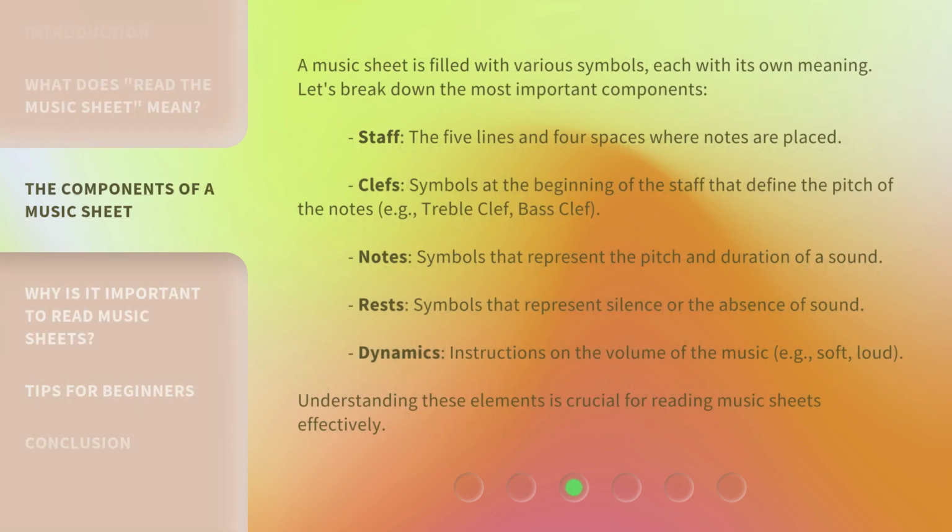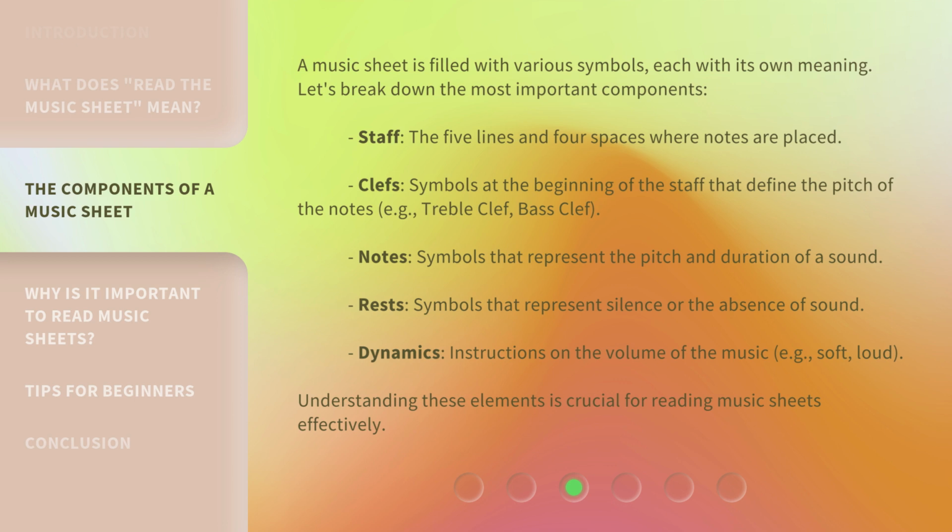A music sheet is filled with various symbols, each with its own meaning. Let's break down the most important components. Staff: the 5 lines and 4 spaces where notes are placed. Clefs: symbols at the beginning of the staff that define the pitch of the notes, e.g., treble clef, bass clef.